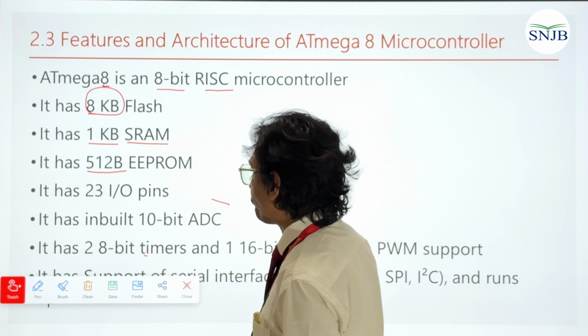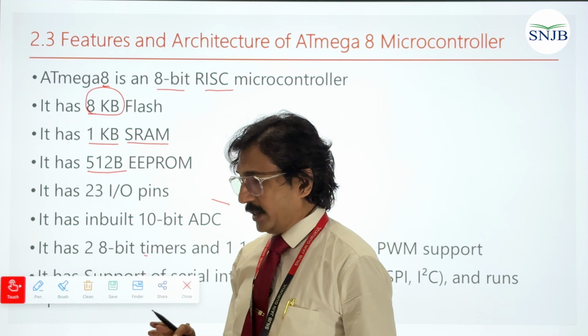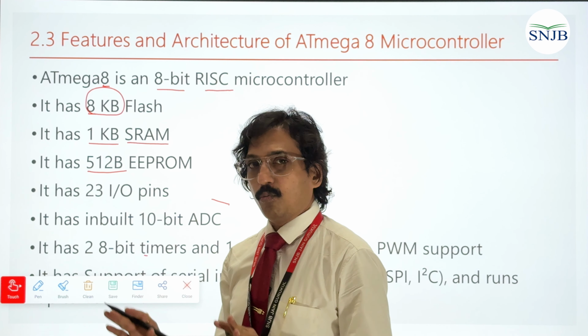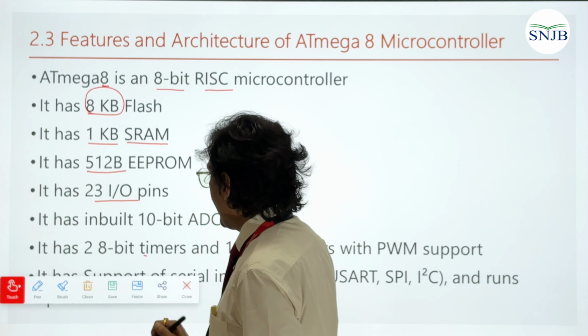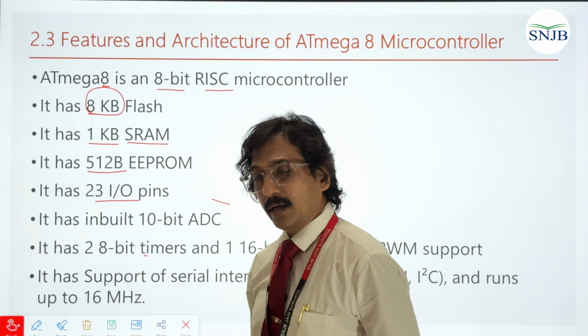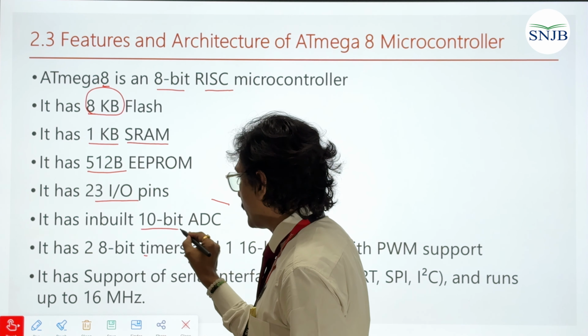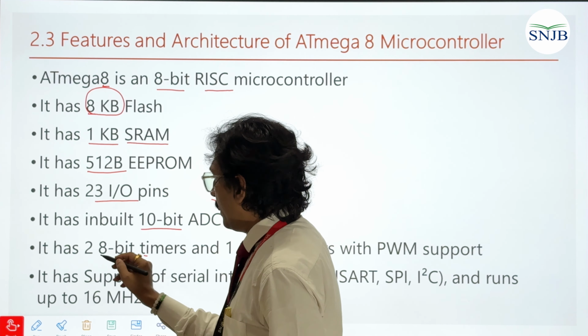programmable read-only memory. It has a very odd combination, 23. It doesn't have 24 input output lines, 23 input output lines are there, which means one port is 8 bit, the second port is 8 bit and the third port is only 7 bits, not 8 bits. That's why it is 23 pins. It has an inbuilt analog to digital converter and the resolution of that converter is 10 bits. 10 bit means 2 raised to 10, 1 kilo of location combinations.